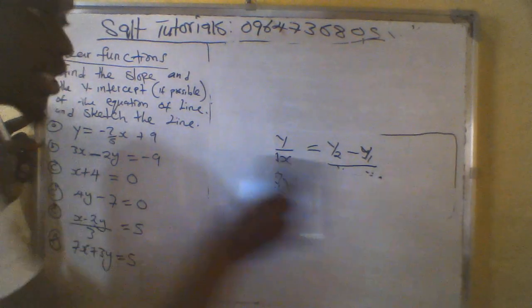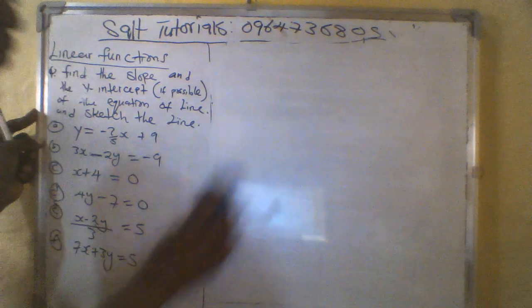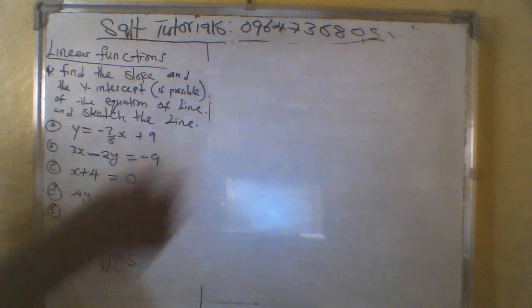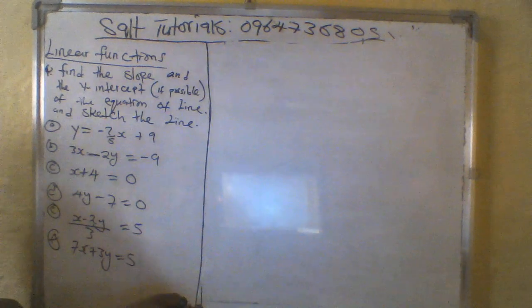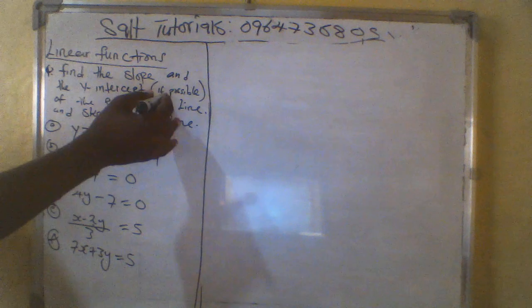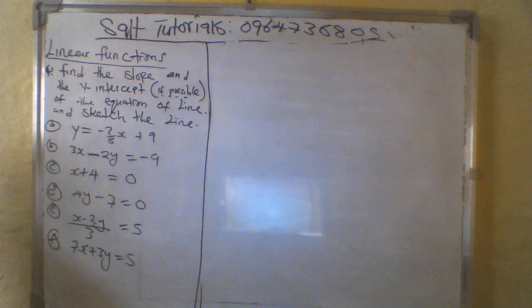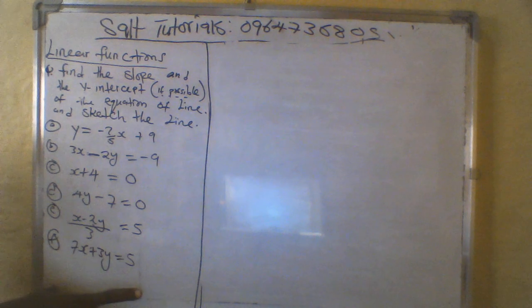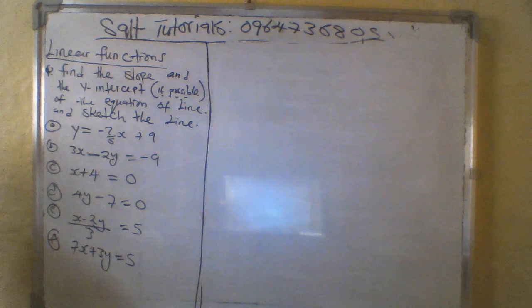So we start. In the question here, we are being told to find the slope and the y-intercept if possible. There's even "if possible", which means there are cases whereby a line cannot have a y-intercept. So find the slope and the y-intercept if possible of the equation of the line. These are the equations of the line given. So from the equation of the line, find the slope and the y-intercept. After I do so, sketch your lines.